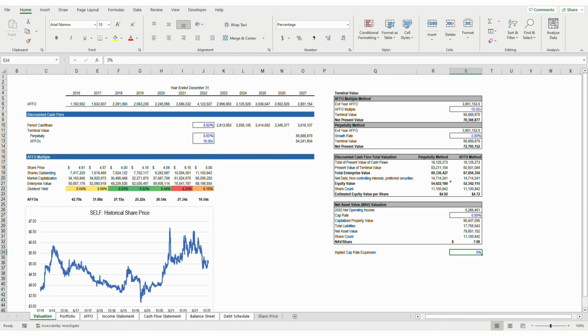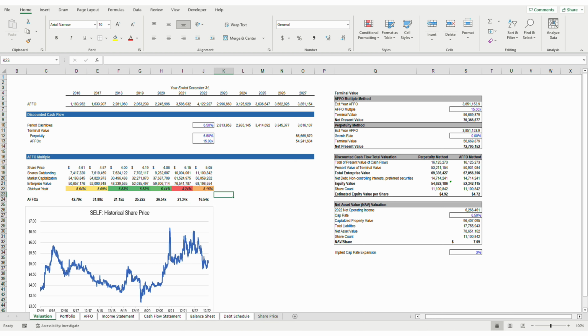Finally, valuation. I use a discounted cash flow method to calculate the fair value of the company, using both the perpetuity method and an AFFO multiple to calculate terminal value in year 5. Now the share price and therefore the AFFO multiple are volatile. I'm assuming that the fair AFFO multiple is around 15.